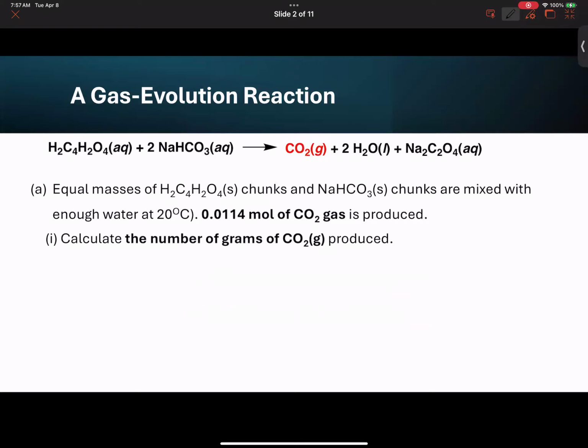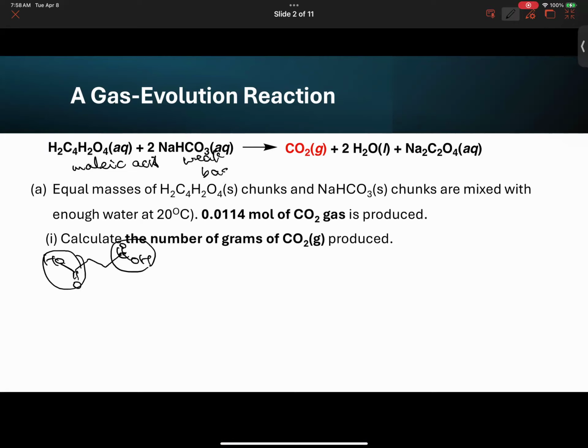The reaction involves maleic acid. So this one is maleic acid. When you look at the Lewis structure, this is a dicarboxylic acid. Let me draw the structure. The bond line formula shows that it is a dicarboxylic acid. So we have a carboxylic acid here, and again a carboxylic acid here. Okay, this is a dicarboxylic acid. And sodium bicarbonate is represented. We are using this one as a weak base.